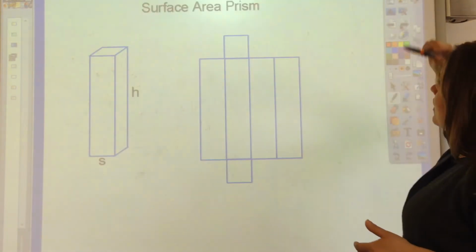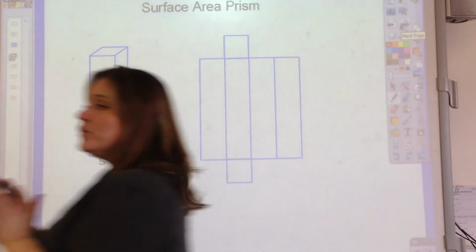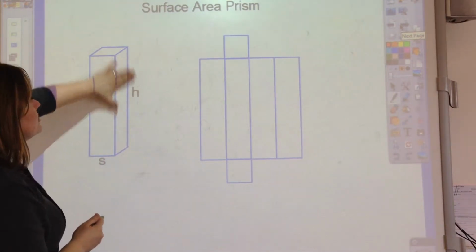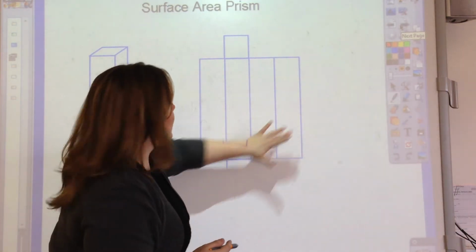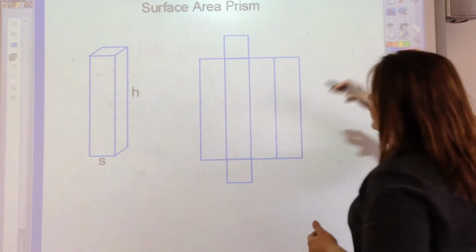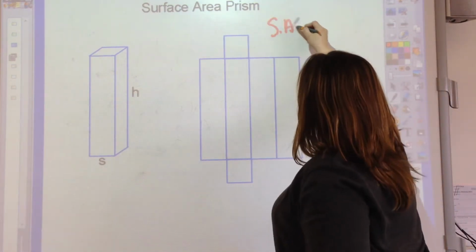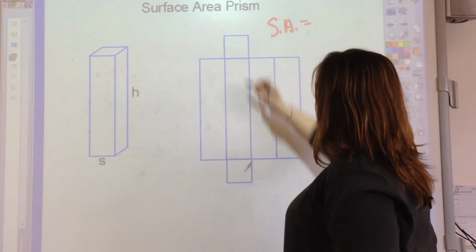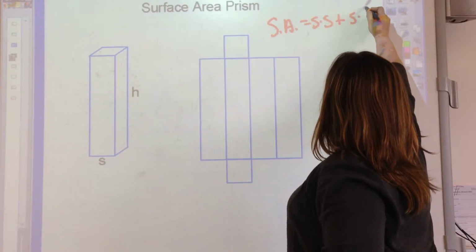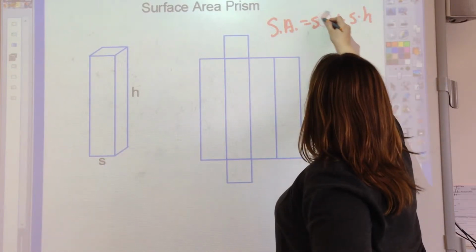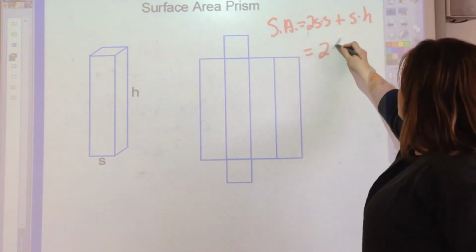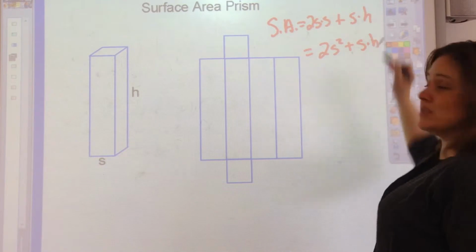Good. All right, surface area of a prism. Hopefully you'll agree with me that a prism I could unfold and my lateral areas create 4 rectangles. My bases would create 2 squares. Would you agree with that? Now let's go ahead and look at our surface area formula. I've got 2 squares that are side times side, and 4 rectangles that are side times height. And I'm sorry, I've got 2 of those that are side times side. So I've got 2s squared plus side times height.